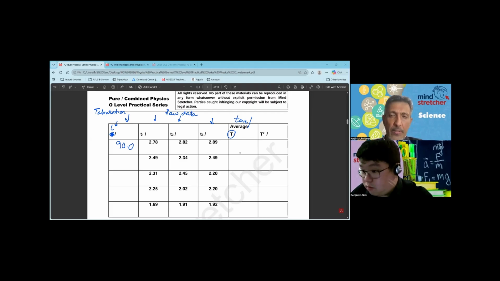Now, this is just the T. I already told you, this T means the T average. T in this case is your T average. It's just a symbol. Generally, we use T for period, correct? But in this case, I'm just using T as a symbol for T average. The capital T here is T average, nothing to do with the period. This is not the period.